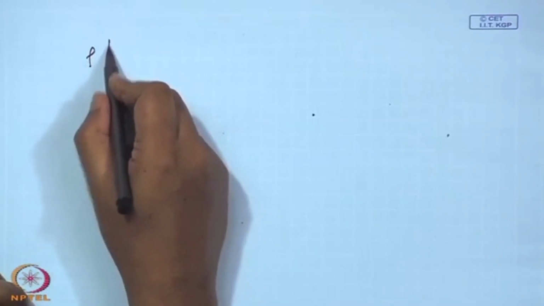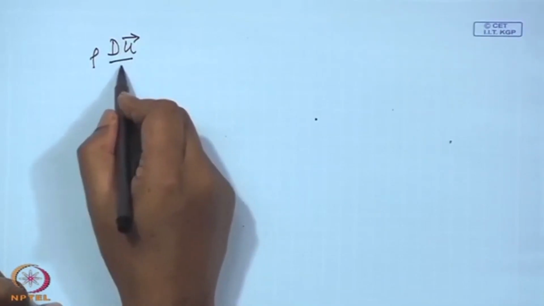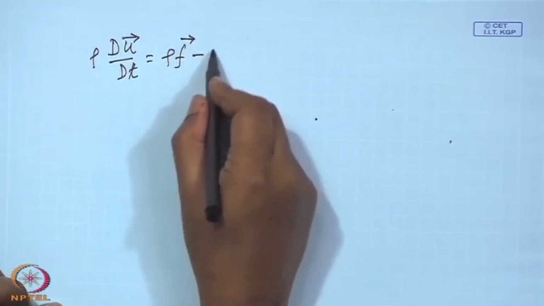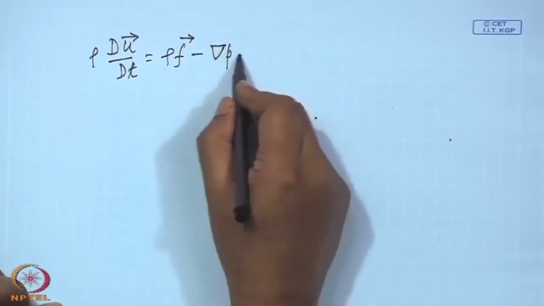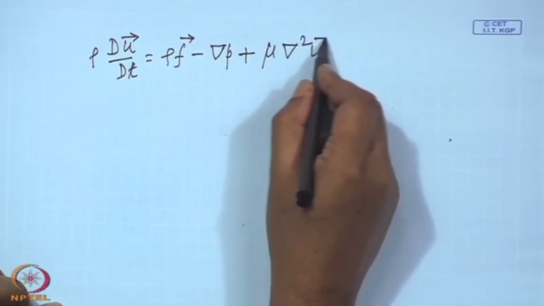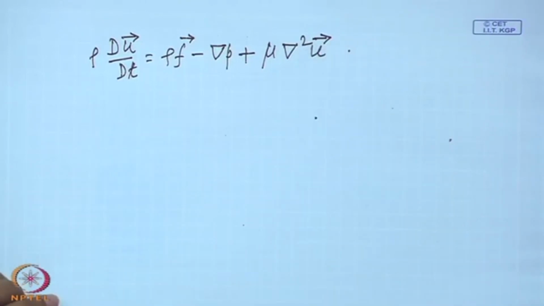Look at this Navier-Stokes equation, let us say for the incompressible case, because that is a little simpler to handle than the other one. Let us write it once again in the vector form only: rho Du/Dt equals rho f minus grad p plus mu times the Laplacian of u. Each term here represents a force per unit volume.